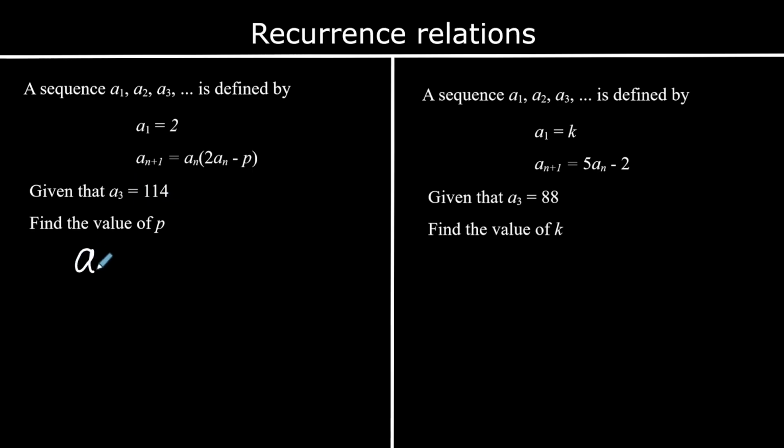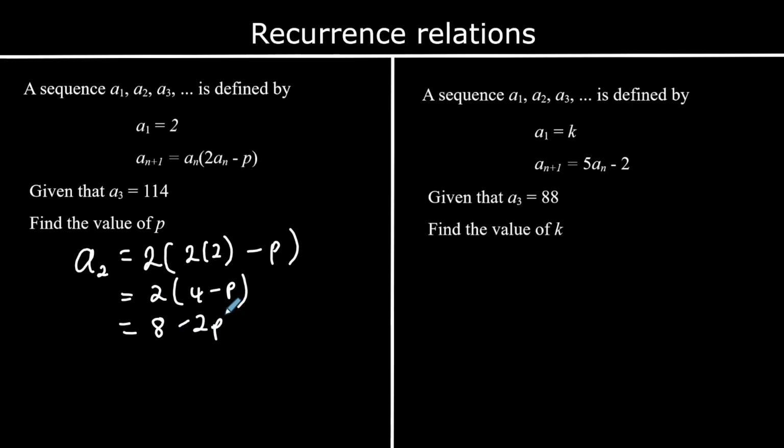So we can say the second term is the first term, which is 2, times 2 lots of the first term, 2 twos, take away p. So 2 times 4 take away p, or 8 minus 2p. Then we can say the third term, which we know is 114, is equal to the last term, which was 8 minus 2p, times 2 lots of 8 minus 2p, 2 times 8 minus 2p, minus another p.